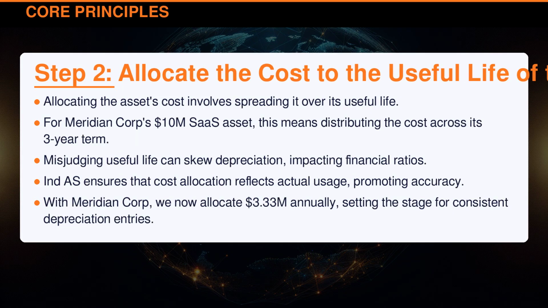Allocating the asset's cost involves spreading it over its useful life. For Meridian Corporation's $10 million SaaS asset, this means distributing the cost across its 3-year term. Misjudging useful life can skew depreciation, impacting financial ratios. Indian accounting standard ensures that cost allocation reflects actual usage, promoting accuracy. With Meridian Corporation, we now allocate $3.33 million annually, setting the stage for consistent depreciation entries.